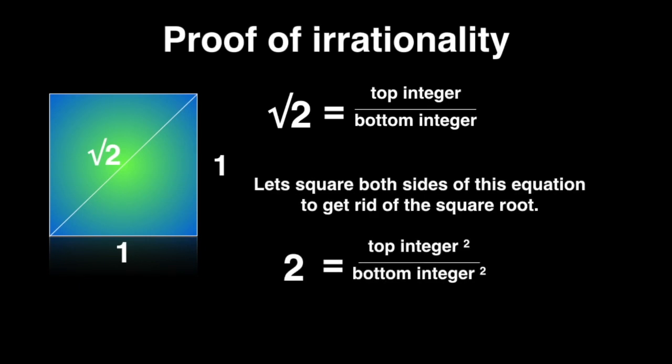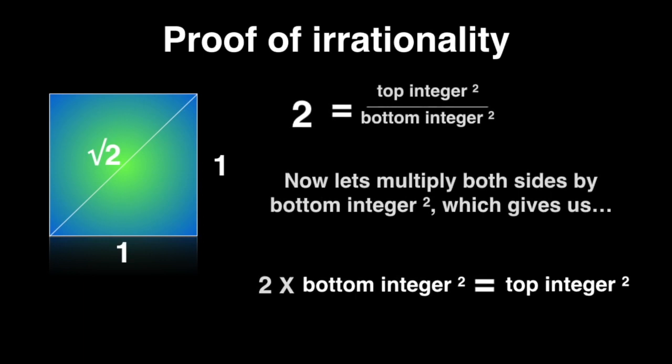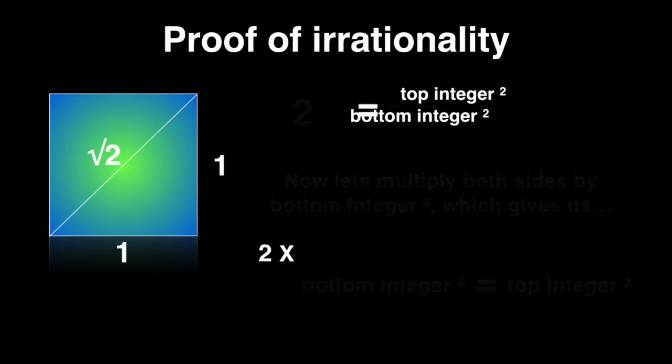So let's square both sides of this equation to get rid of the square root. We've squared both sides, so now the 2 is free, and it equals top integer squared divided by bottom integer squared. Now let's multiply both sides by the bottom integer squared, which gives us 2 times bottom integer squared equals top integer squared.